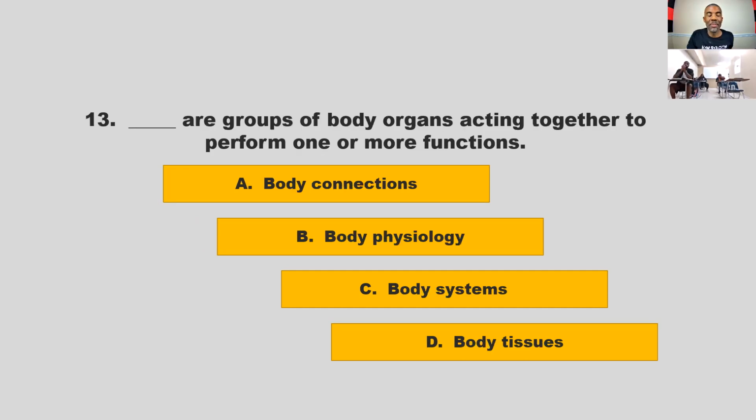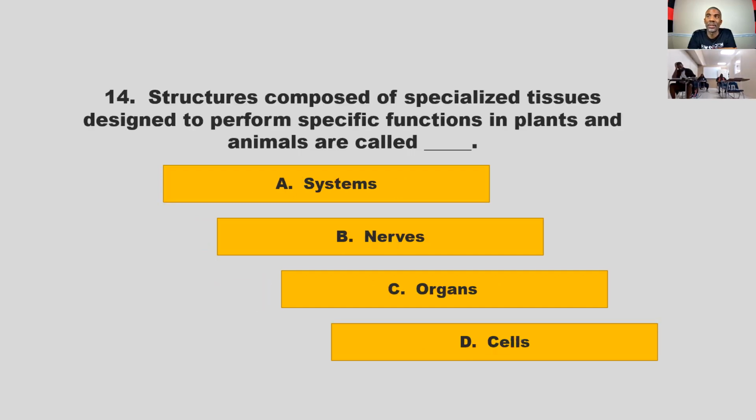Blank are groups of body organs acting together to perform one or more functions. Is it body connections, body physiology, body systems, or body tissues? C. That is correct. So structures composed of specialized tissues designed to perform specific functions in plants and animals are called, is it systems, nerves, organs, or cells?